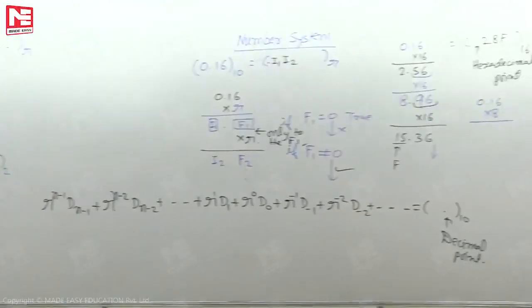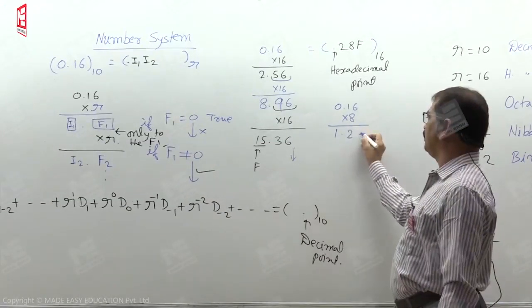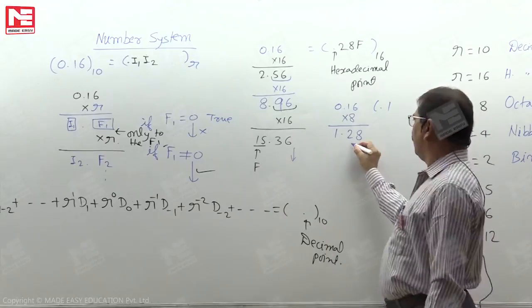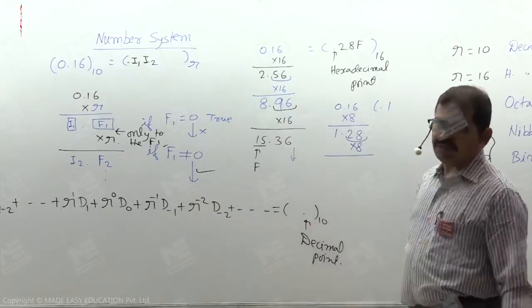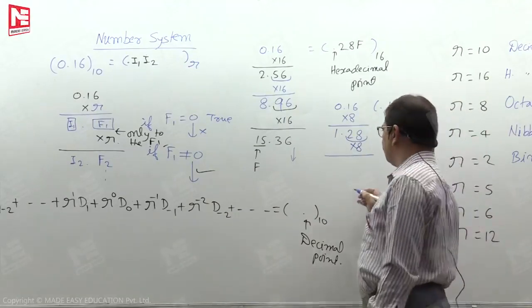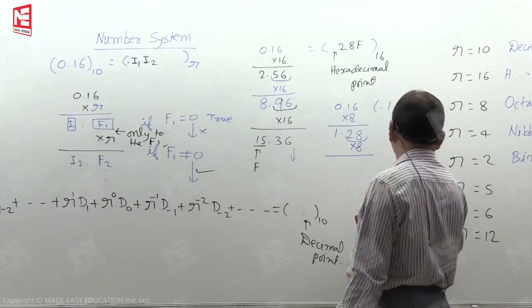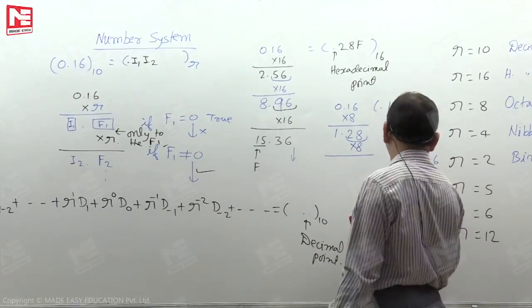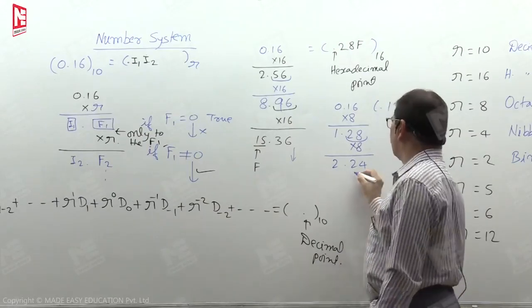To find the equivalent octal number, it is to be multiplied with 8. When multiplied with 8, it is 1.28. Hence, after the octal point, the first digit is 1. The multiplication is only on the fractional part, so 0.28 into 8 results in 2.24. So the second digit is 2.